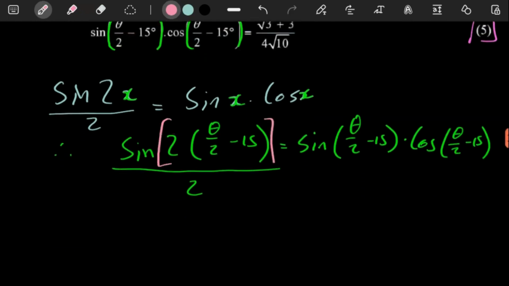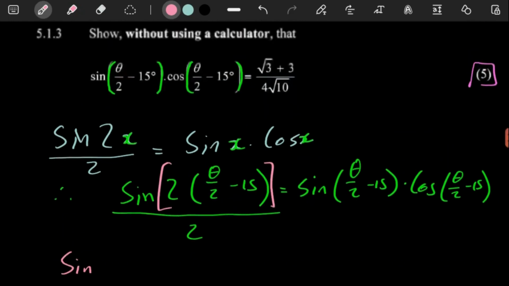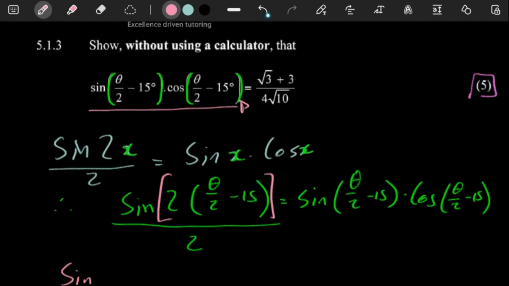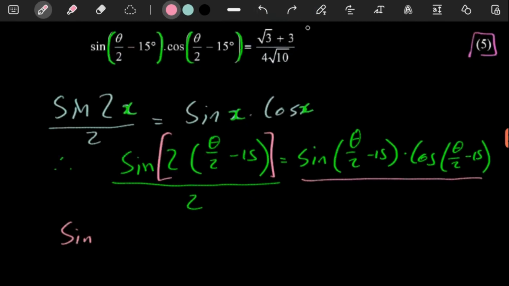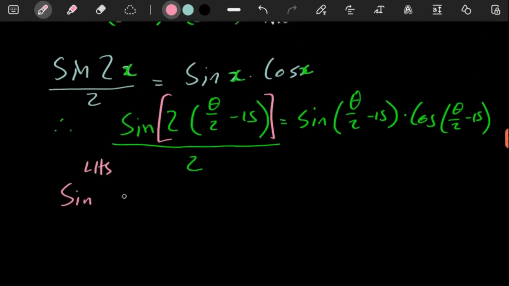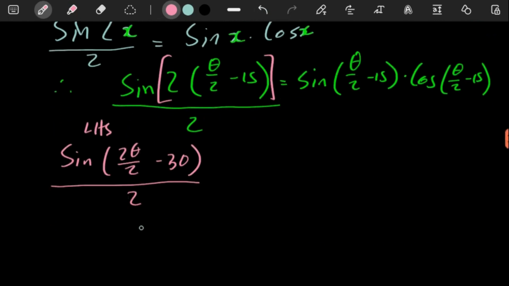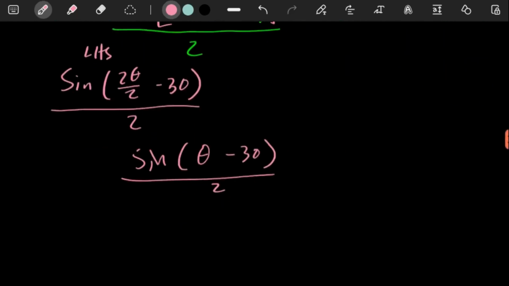Remember, this is just the whole angle of sine, so on the left you have sine. Instead of working with this side, you can just work with the left hand side. On the left hand side we have sine of 2 times the angle, 2 theta over 2, and then 2 times the 15 is 30, the whole thing over 2. So you have sine of theta minus 30, the whole thing over 2.